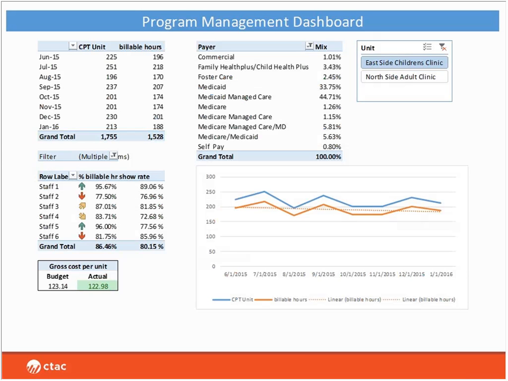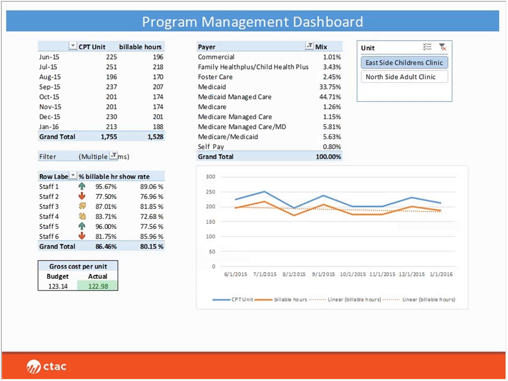All right, so now I'm the manager of two programs. You'll see up in the right-hand corner, I have an Eastside Children's Clinic and I have a Northside Adult Clinic. This is one of the more dynamic benchmarking tools where I could pick and look at either the Eastside Children's or the Northside's or both of them combined. The little box on the right is called a slicer. This is just a small dashboard that's built in with Excel.